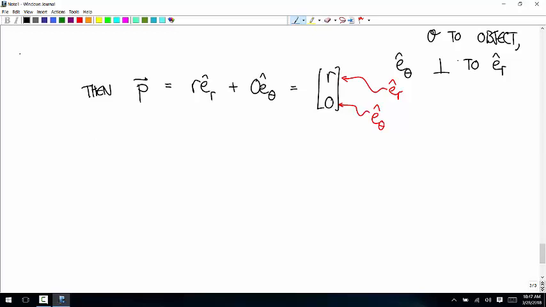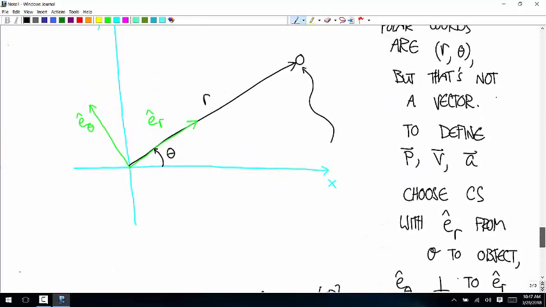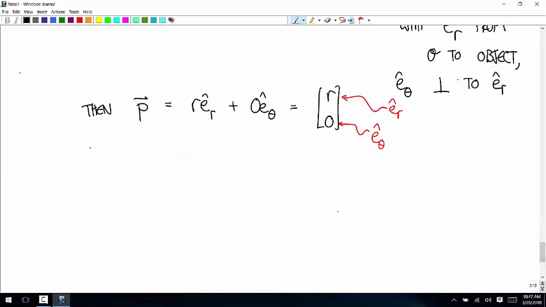This is 0. Because, look at the coordinate system, how do you, according to this coordinate system, get from the origin to the thing? You just head straight out along e_r, a distance of r, and you're there. But notice the e_r, e_theta coordinate system is rotating.